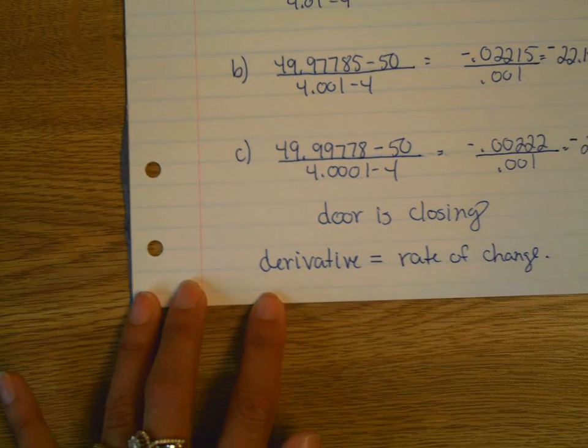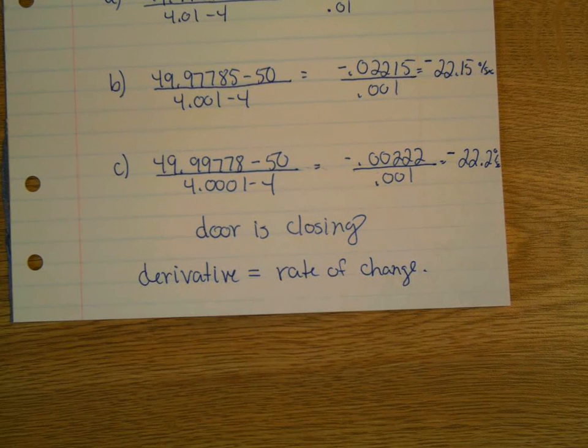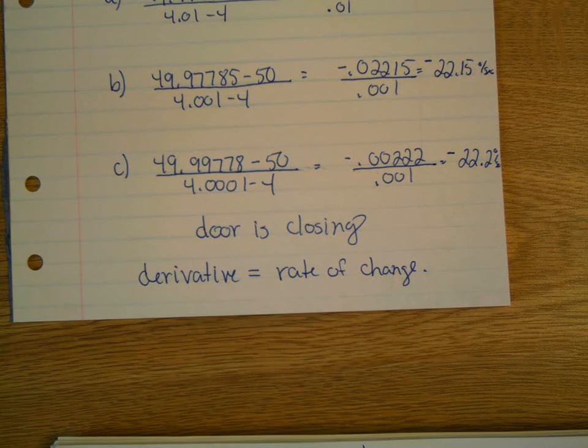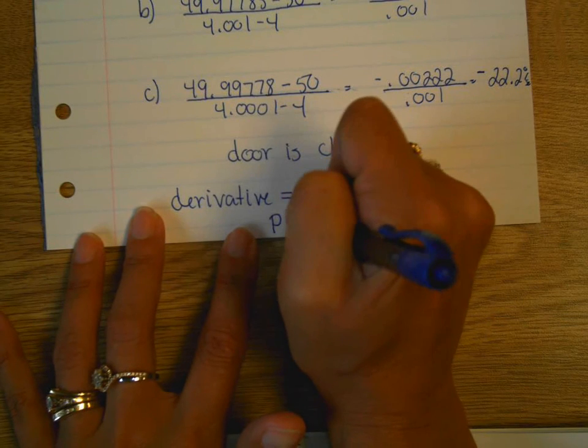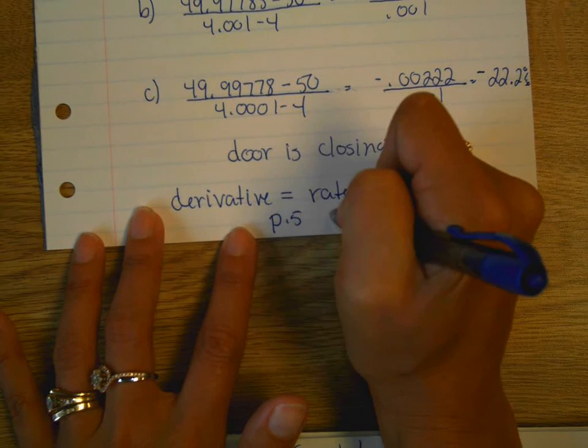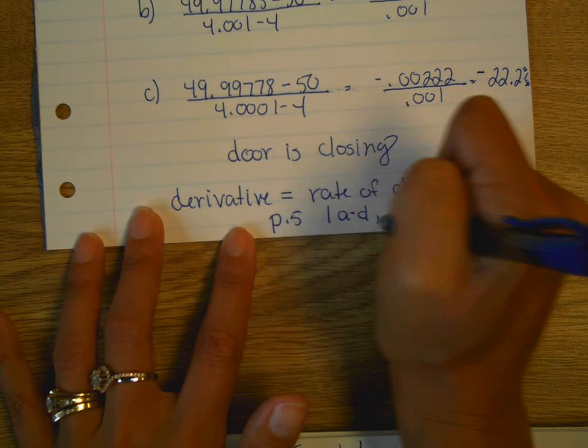Okay, you made it through your first section of Calc Notes. The homework assignment for this section, which you will work on in class tomorrow, is Calc, page 5, number 1, parts A through D, and number 2.